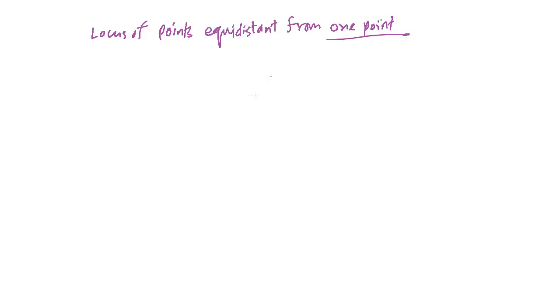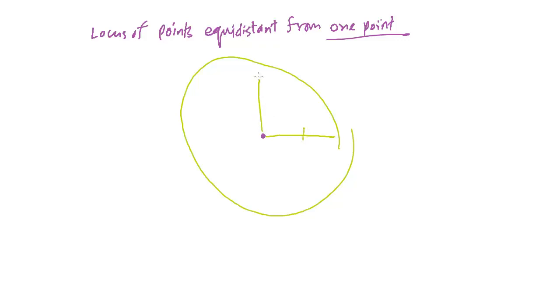There is one more locus known as the locus of points equidistant from one point. So this time it is equidistant from one point. That means suppose a point is given and you have to draw the locus of points that are equal in distance from the single point. That is drawing a circle around it. Since the radii are all equal, the circumference around that point is the locus of points which are equidistant from the single point.